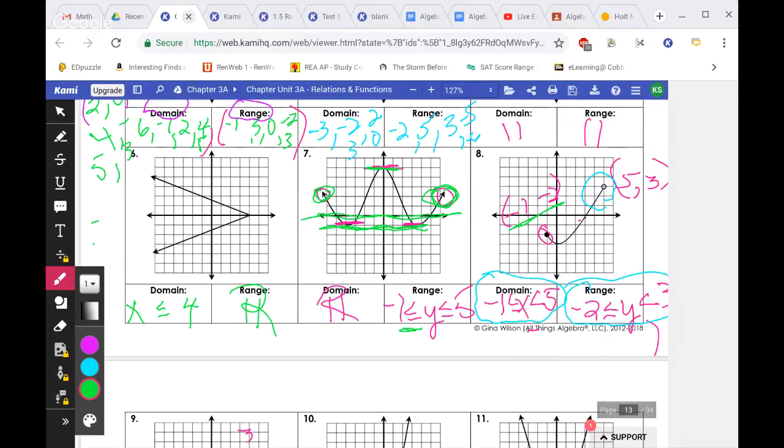And for the range, -2 is the y coordinate, so it starts there, and y is less than or equal to because it does include that point, but it goes all the way up to the point 3, but it doesn't include that point because the circle is open, so it's just less than 3.